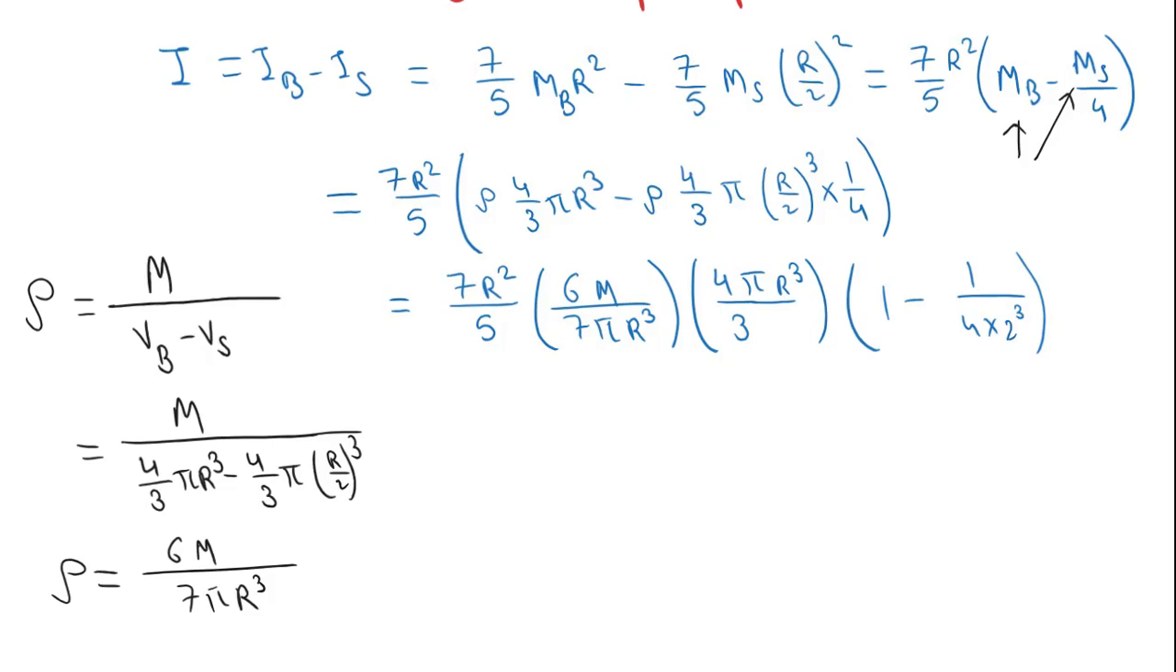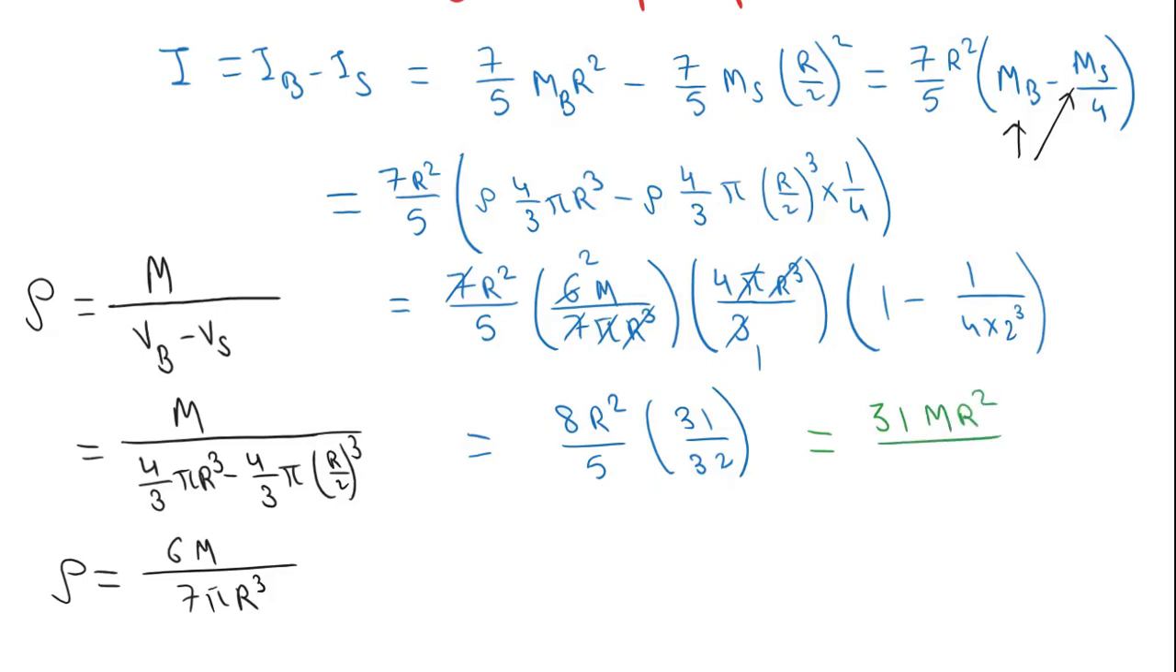So let's cancel off whatever is common in the numerator as well as the denominator. This goes off 7 as well. So this gives us 8r squared by 5 multiplied with 31 divided by 32, which gives us our final solution as 31m r squared divided by 20.